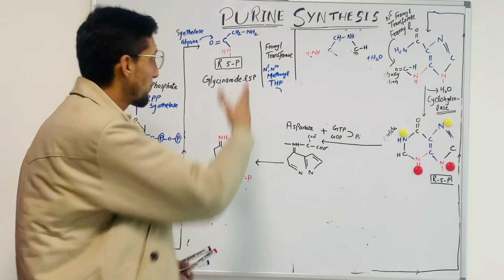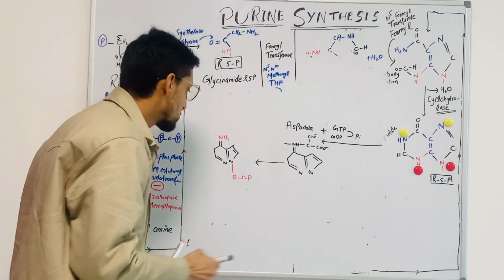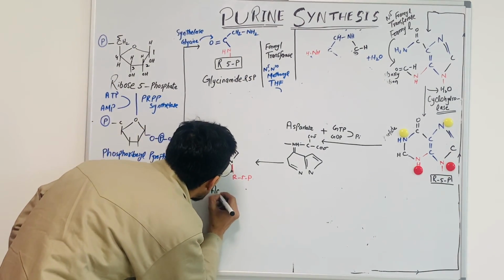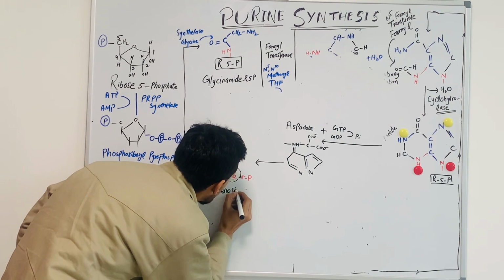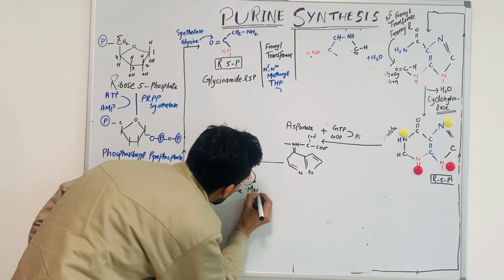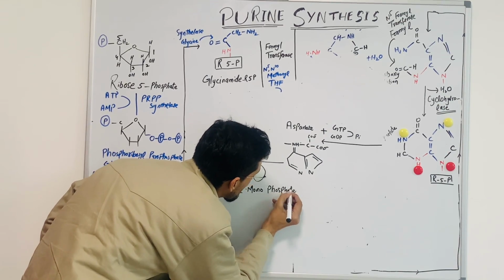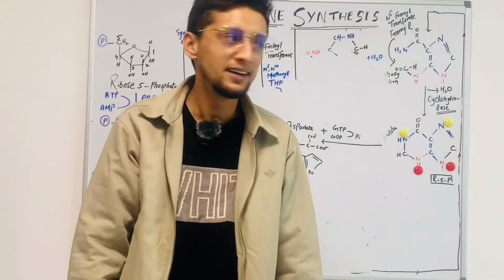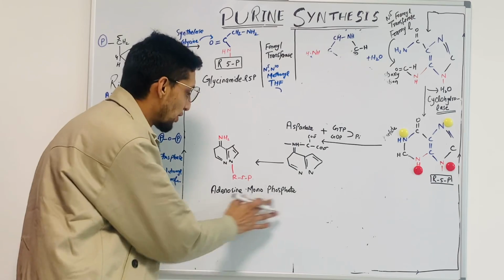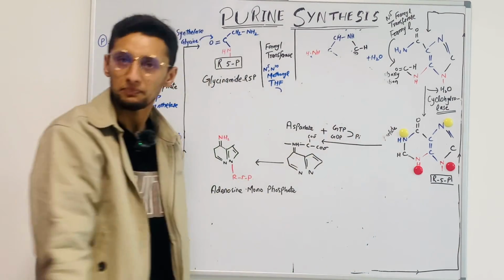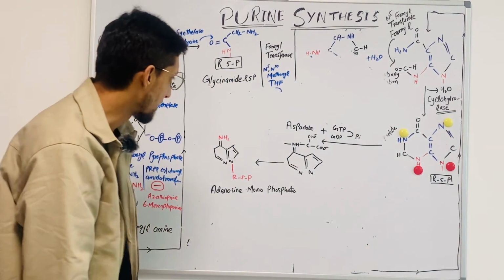What is required? Purine as gold. So the A portion has been completed, that is adenosine monophosphate. Adenosine monophosphate. Now you can see how adenosine monophosphate has been derived from inosine monophosphate.